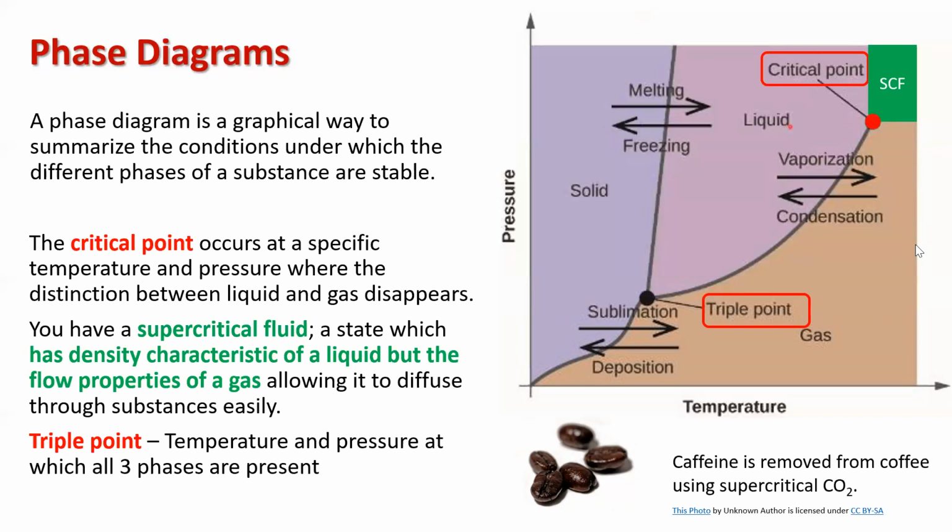So once again, the critical point is the point at which it becomes a supercritical fluid. Yes, above that point is where you're looking at the supercritical fluid. So anywhere above this temperature and anywhere above this pressure is where the substance will have characteristics of a liquid and a gas, and we call it the supercritical fluid. Okay, thank you. You're welcome.